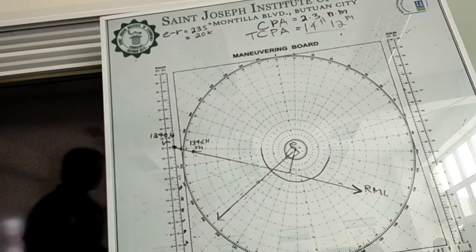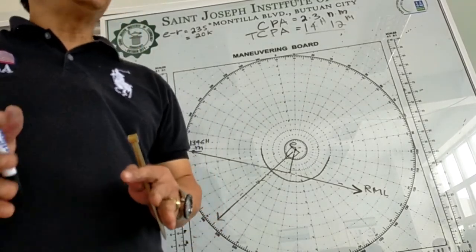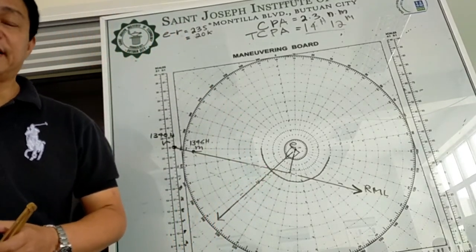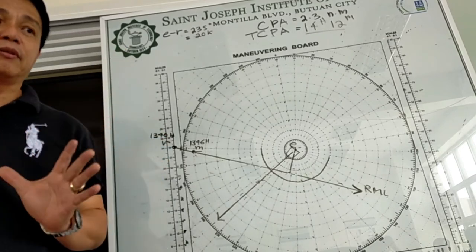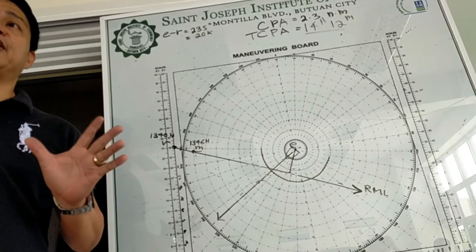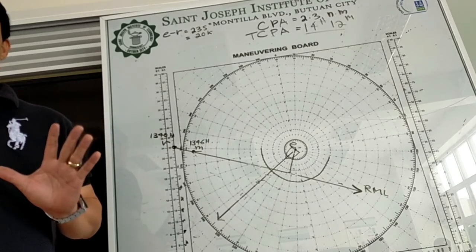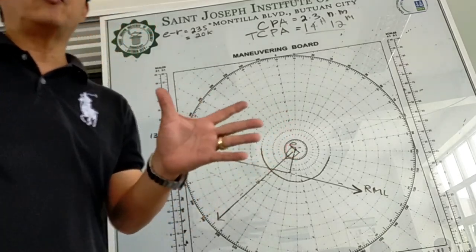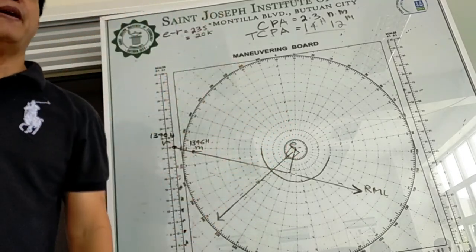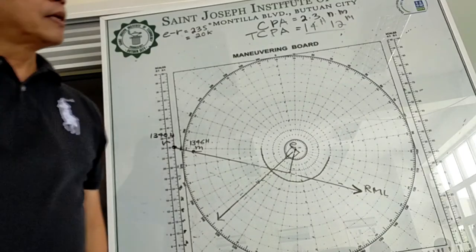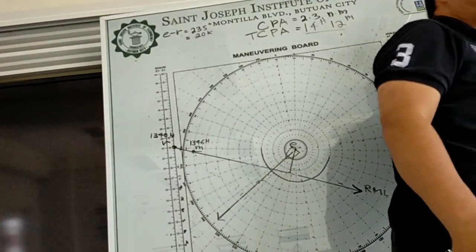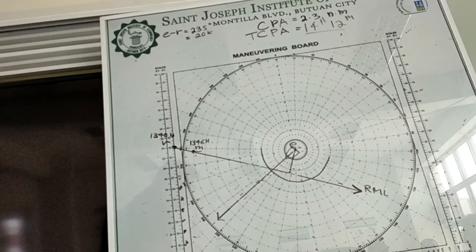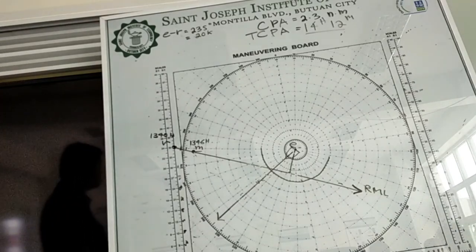Okay, now, next thing to do. You ask the question now: when are you going to alter your course? When are you going to execute? The best thing to do is to use distance. This is where the second company policy comes in: at what distance you are going to execute the evasive maneuver. According to the company policy, 5 miles. You are going to execute when the target is 5 miles from the CPA, the closest point of approach.